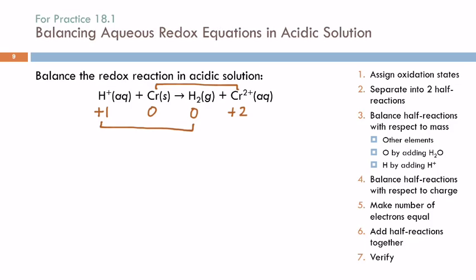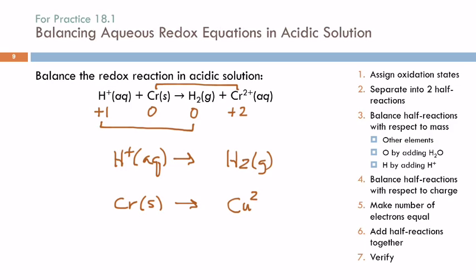So I'm going to try to think ahead a little bit better this time. I've got H+ aqueous, and I've got H2 gas. And then I've got Cr solid and Cr2+ aqueous. First I balance by mass. For this one, and these are still simple equations, I have 1 hydrogen here and 2 there, so that tells me I need to put a 2 over here, balance the hydrogens. And then I'm going to go balance the other one.